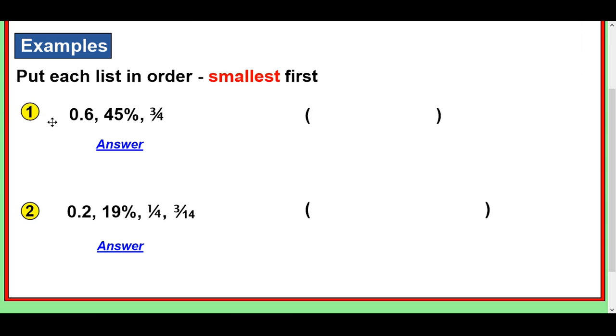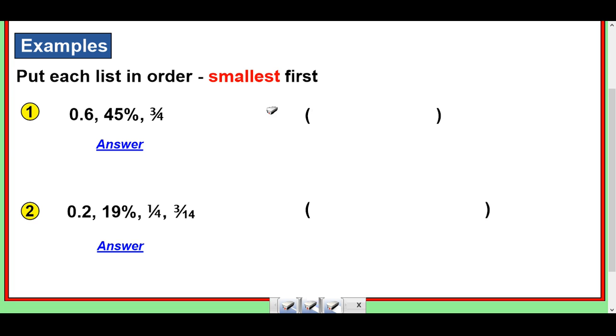The first of which is we're trying to put this in order: 0.6, 45% and 3/4. Now, my advice would be to change them all to the same thing, like either put them all into percentages or all decimals. They're usually the easiest ones. I wouldn't try and put them all into fractions. Put them all into decimals or percentages. I'm going to pick percentages. I think that's the easiest way to go, but you can go with decimals if you want.